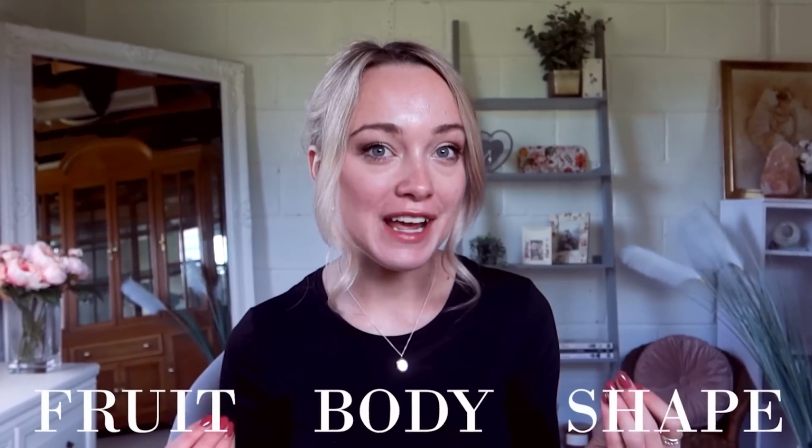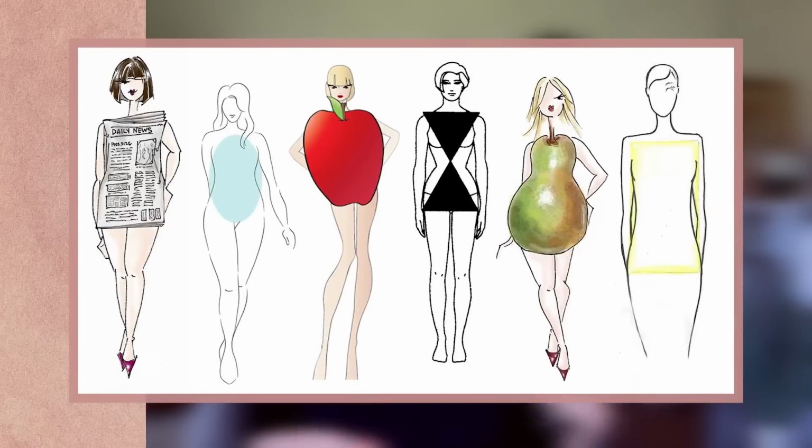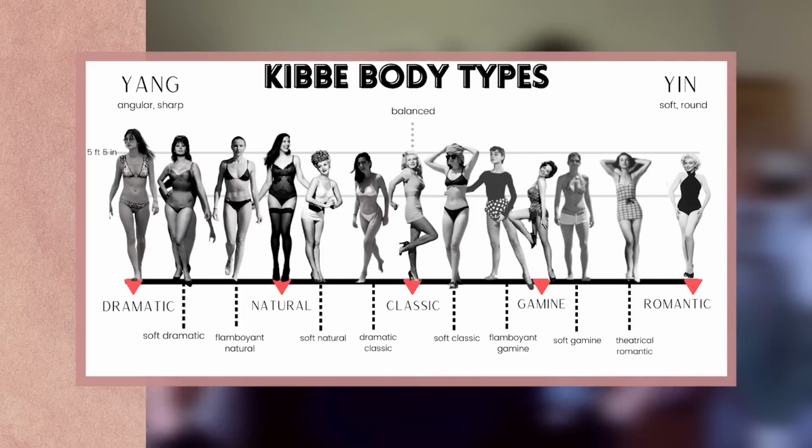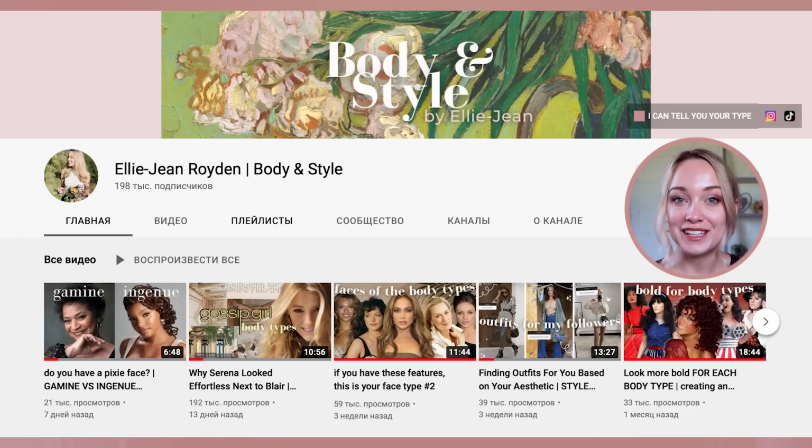You probably have a good understanding of the fruit body shape theory. You probably know if you're an hourglass, an apple, a pear. This is pretty well understood. You might even have a good idea of what your Kibbe body type is, which is kind of what I specialize in here on this channel.